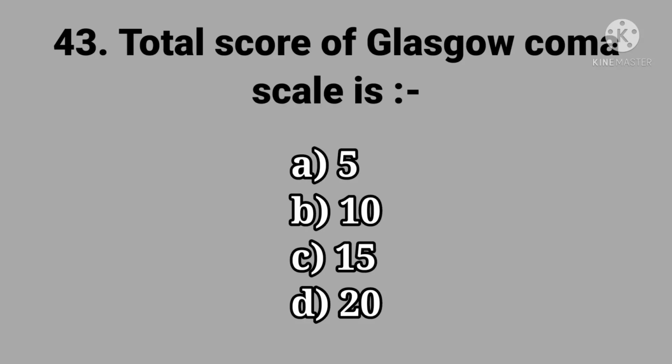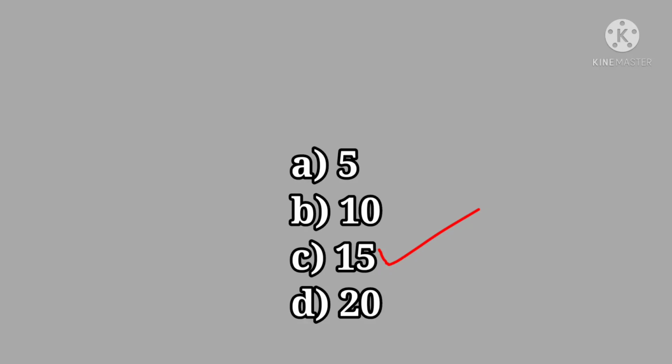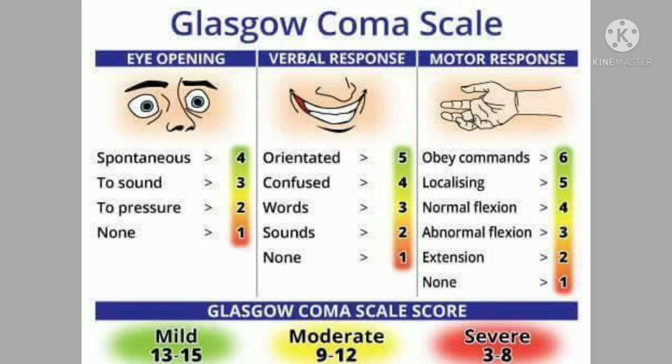Total score of Glasgow scale, and the answer is 15. Let's look at the Glasgow scale in detail. The Glasgow scale has 3 parameters: eye opening, verbal response and motor response. In eye opening 1 to 4 points, and verbal response 1 to 5 points. Motor response is 1 to 6 points.